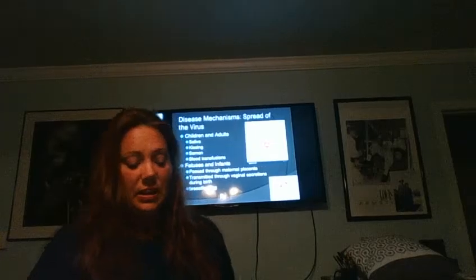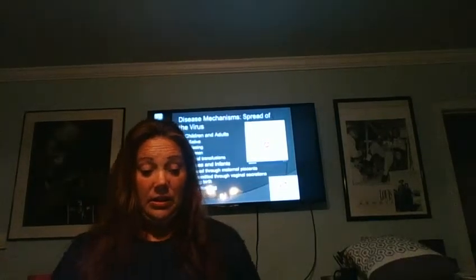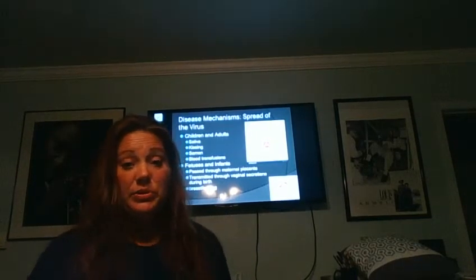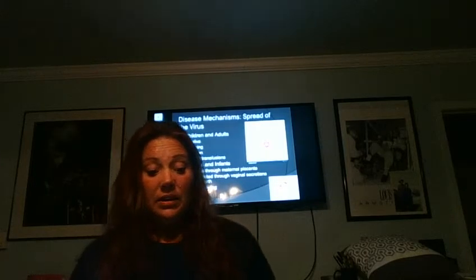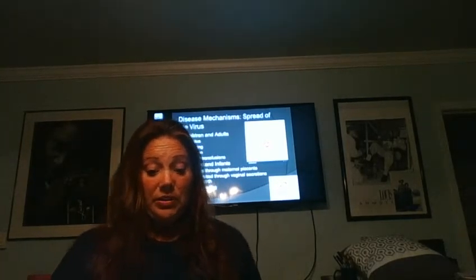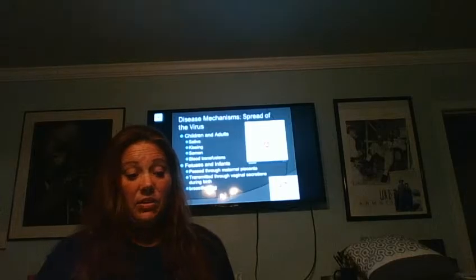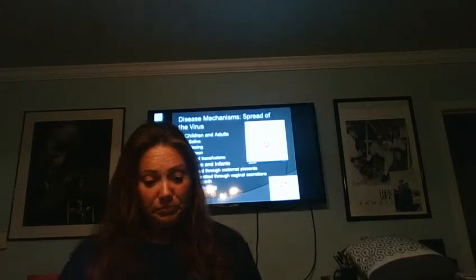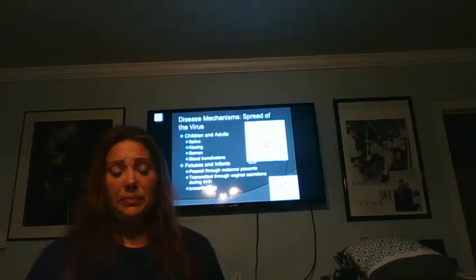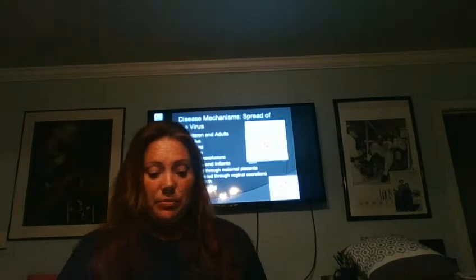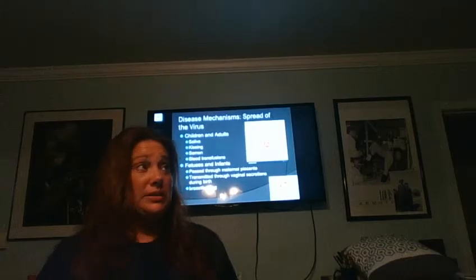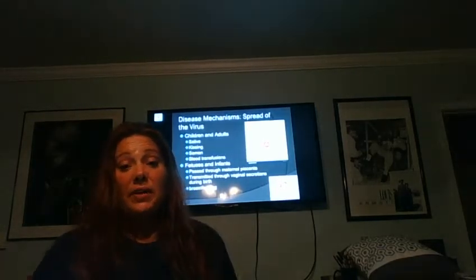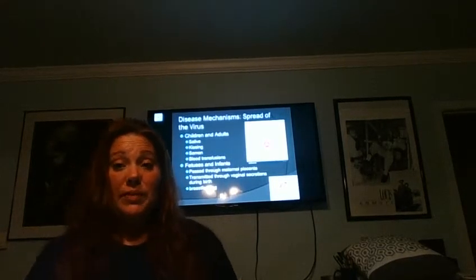Fetuses and newborns may also be at risk for infection with CMV if the mother was already infected. About 1 in 3 mothers who become infected with the virus are able to pass it on to their unborn child in utero through the placenta. As the baby is born, it passes through the birth canal, and the virus can be transmitted through vaginal secretions.